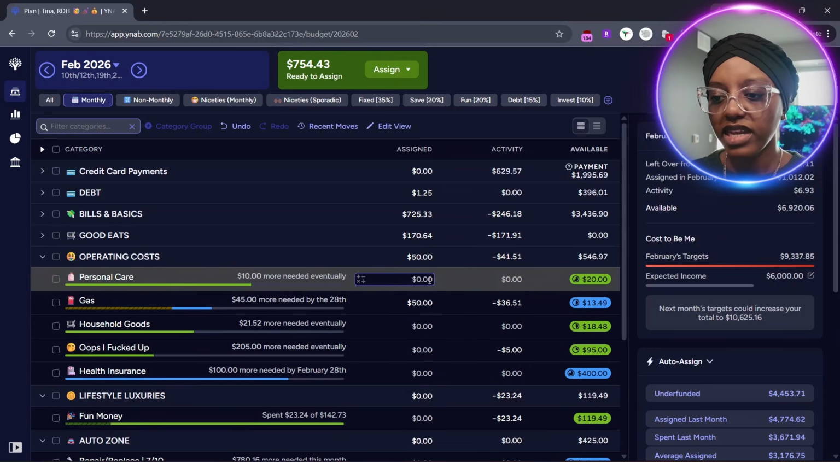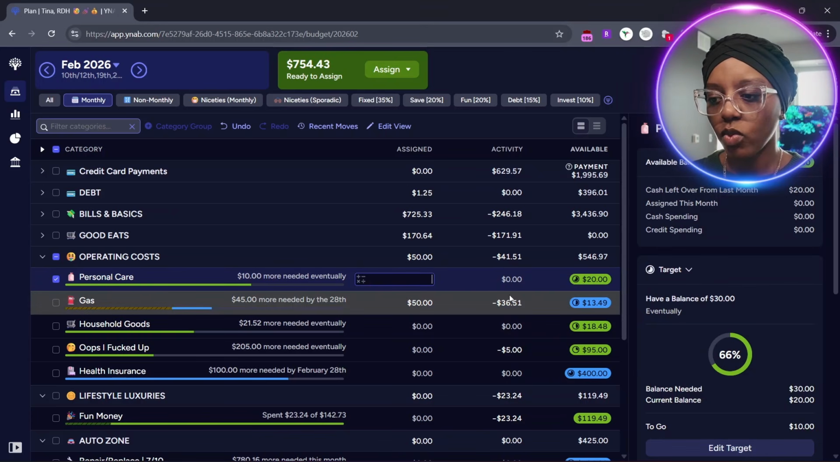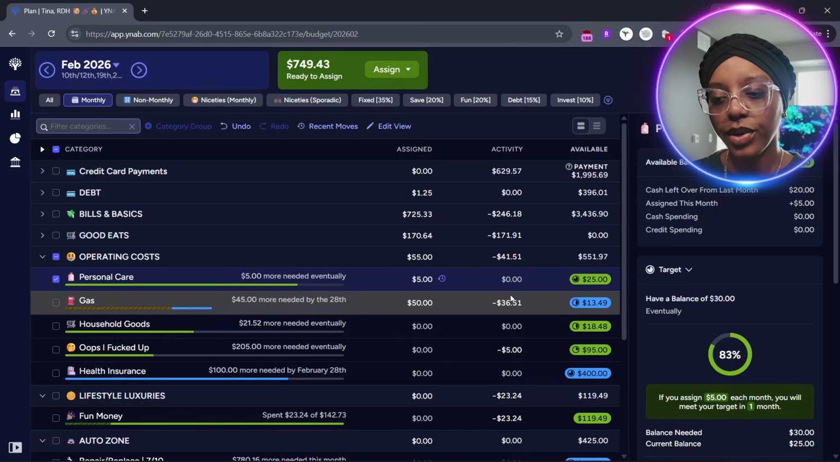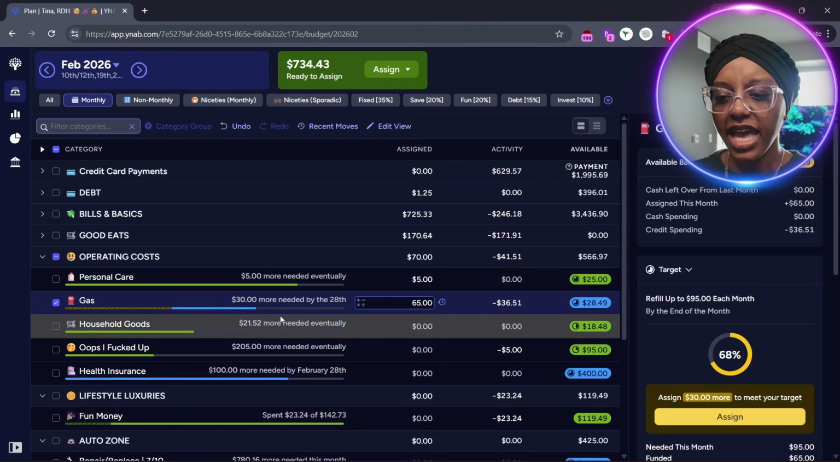Personal care. So I said I wanted to have $30 in there eventually. I'll go ahead and put $5. Why not? Because I don't feel like I want to, but I will. Gas, we will go ahead and put some more money in there. Oh, that's right. I clicked over and put that money in there. So I'll add $15.